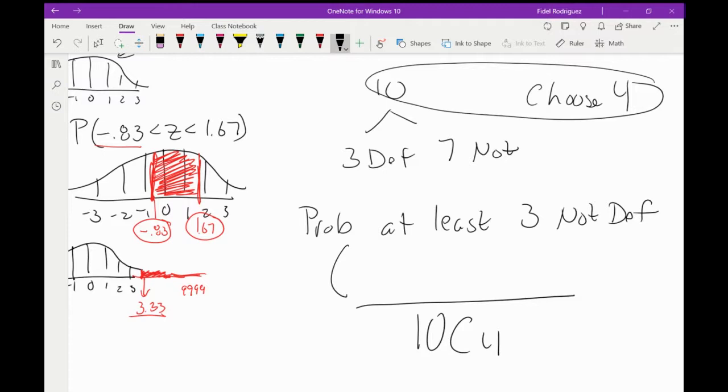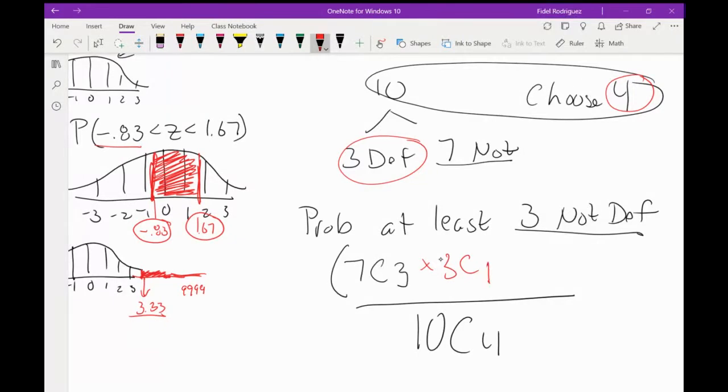And then my numerator should be something like, well, look, if I want to pick at least 3 non-defective, that means out of the 7 that are not defective, I'm going to choose 3 of them. But if I pick 3 and I need to get a total of 4, that means from these 3 defective, I need to choose at least one of those. And then the other option is, well, what happens if we get all 4 that are not defective? So out of the 7 that are not defective, we choose all 4. That means out of the 3 that are defective, we don't choose any at all.